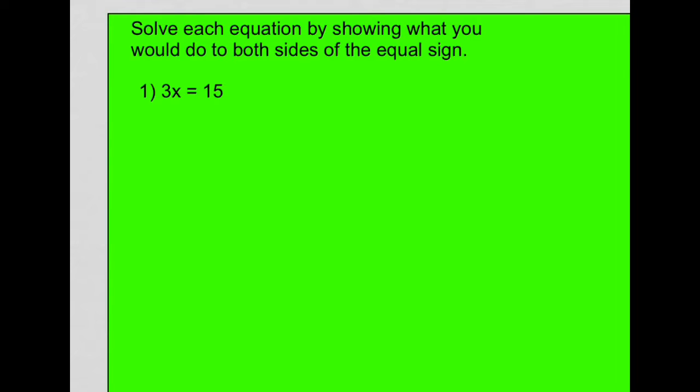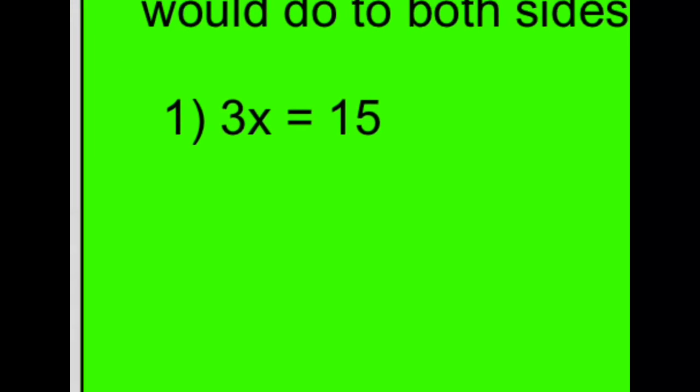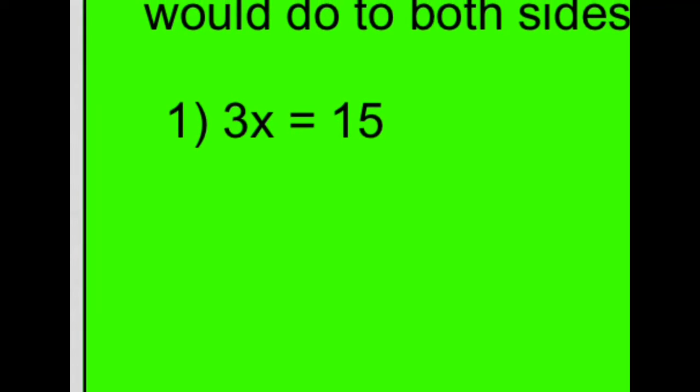So, in number 1, it says solve each equation by showing what you would do to both sides of the equal sign. So the first thing to know about this kind of question is you have to understand what exactly it means. Well, the 3x we know from all the work we've done on algebra already means 3 multiplied by some unknown number equals 15. And using the idea of equality in algebra, to solve this kind of thing, whatever you do to one side of an equal sign, you have to do to the other side of an equal sign. And you always focus on the variable part.